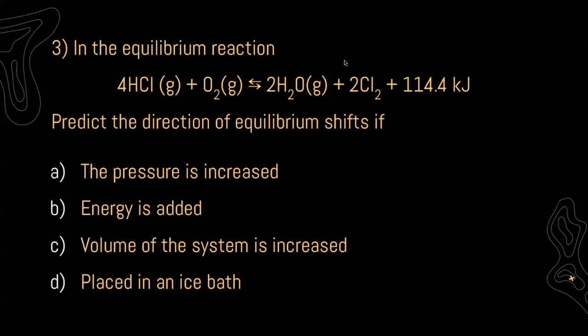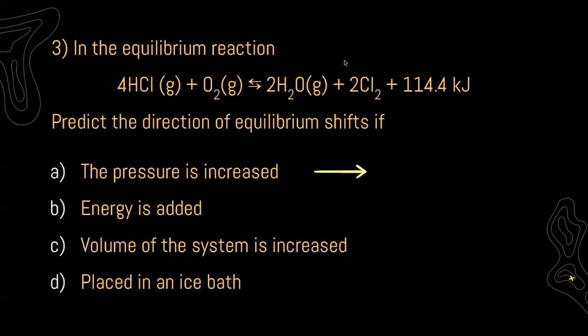On our reactant side, we have 4 moles of hydrochloric acid and 1 mole of oxygen gas, 5 moles in total. On our products, we have 2 moles of water and 2 moles of chlorine, 4 moles in total. Which one has more moles? Our reactants have more moles. So that means if we increase the pressure, we're going to increase the number of collisions, causing our reaction to go to the right. The more collisions, the more products we can make.